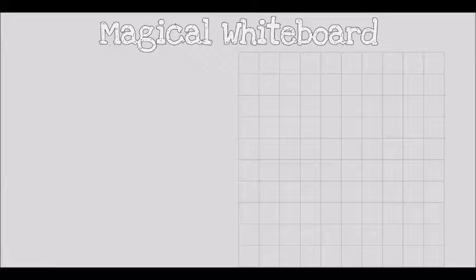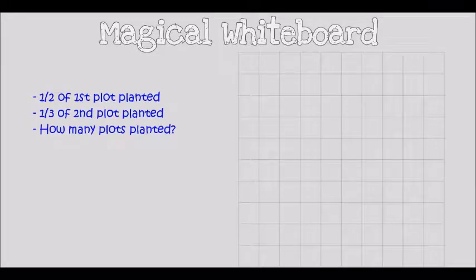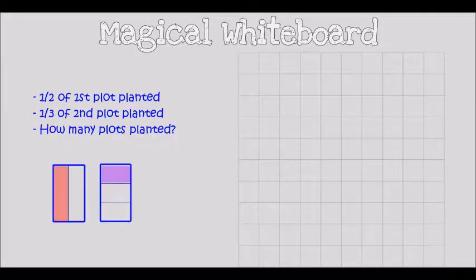As always, I like to start by making a list of what I know. I know that 1/2 of my first plot has been planted with flowers. I know that 1/3 of my second plot has been planted with flowers. And I want to know how many total plots have been planted with flowers. As I usually do, I'm going to draw a picture to try to figure out what's going on in this situation. And here's the picture I draw.